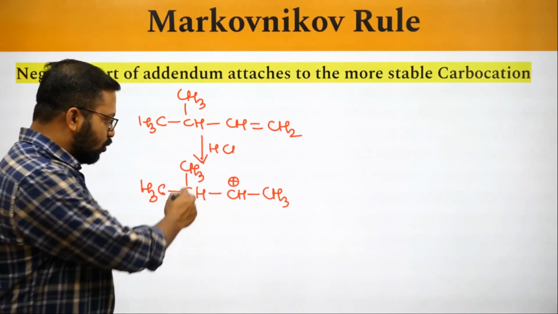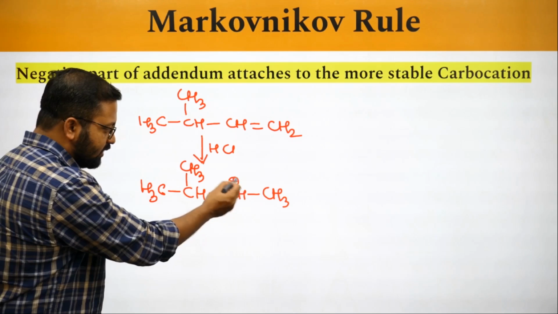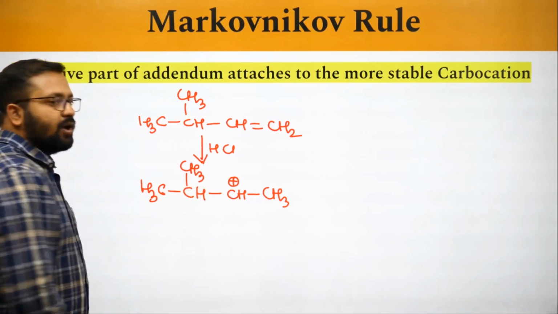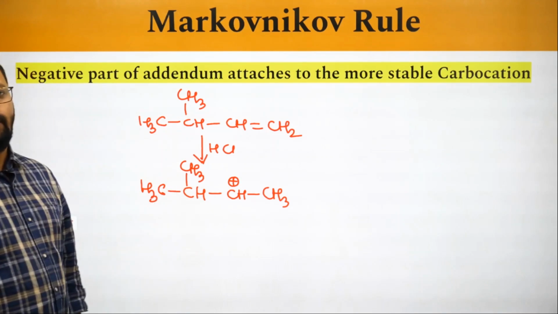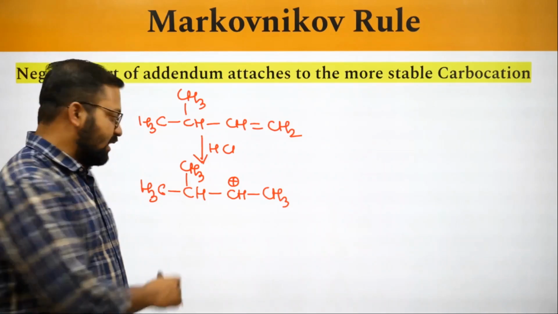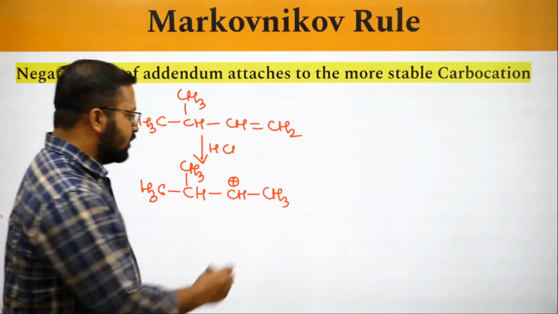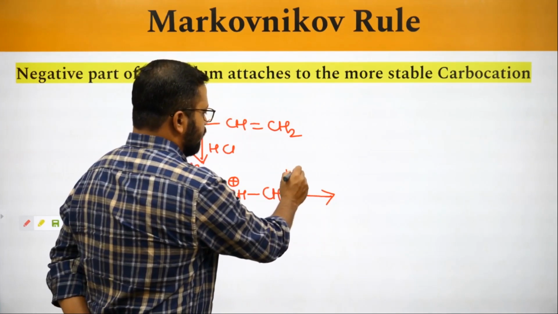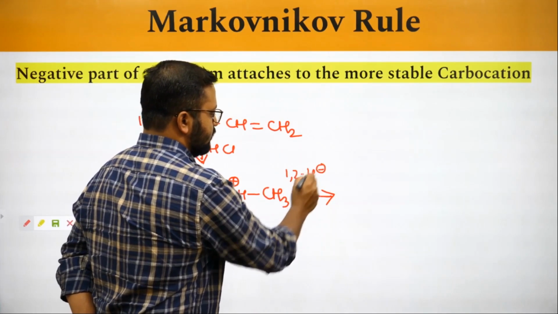Now what will happen is that you can see there is a 2 degree carbocation. This 2 degree carbocation will try to change into a 3 degree carbocation because a 3 degree one is more stable, and to make this 3 degree, the hydrogen will come from here to here. So it will happen like this. This is known as 1,2 H minus shift.